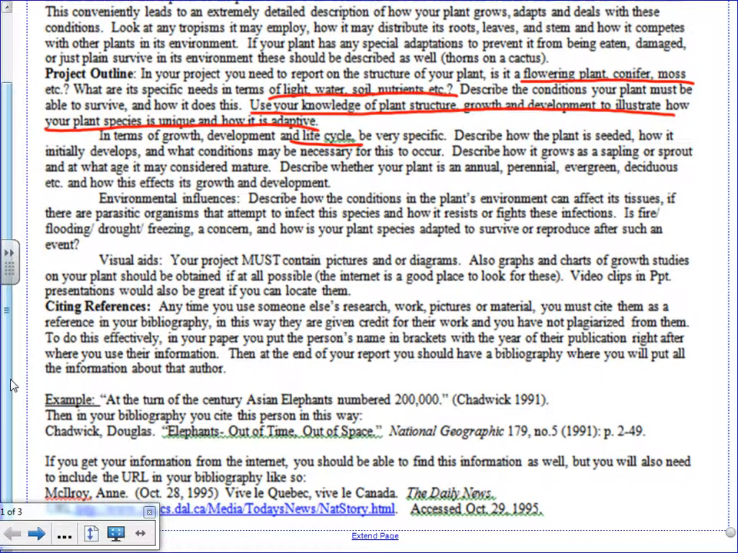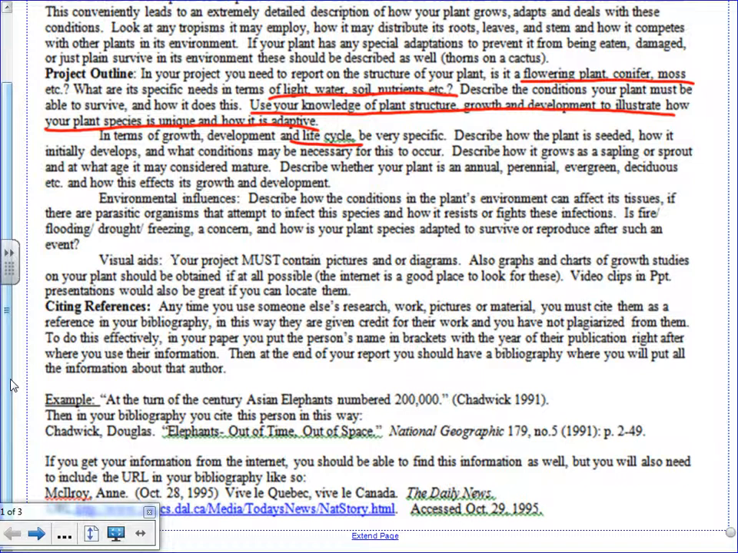Okay, visual aids. You must have pictures in this. There absolutely must be pictures in this thing. Graphs and charts of growth, if you can find them, are great. I don't know if you're going to find those necessarily. If you want to put video clips in, if you can locate them, that's fine.